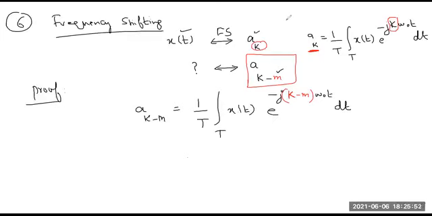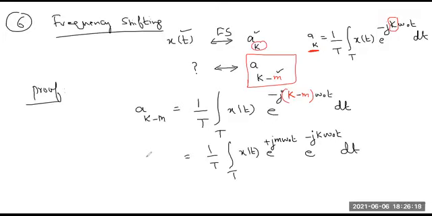Now I can rewrite this equation: 1 over T, integration over T, x of t, and then e power, with this minus this plus, we get e power plus j m omega naught t, and e power minus jk omega naught t, equal to a sub k. Now, if you look at this expression, it is obvious that this is the signal for which the Fourier coefficient is this.